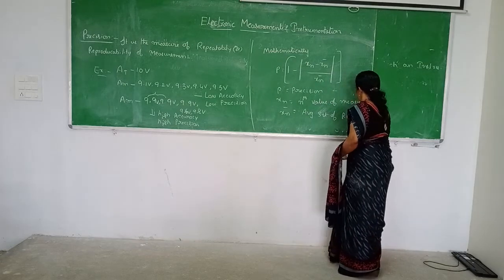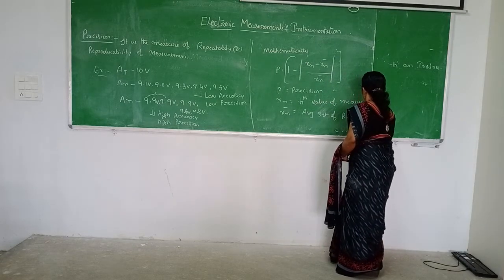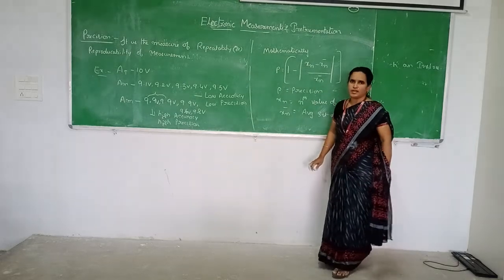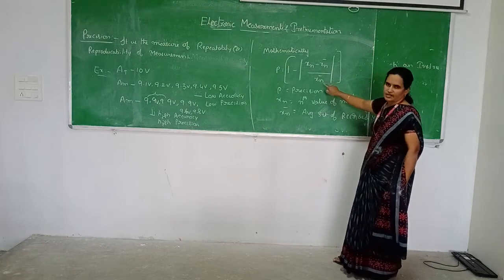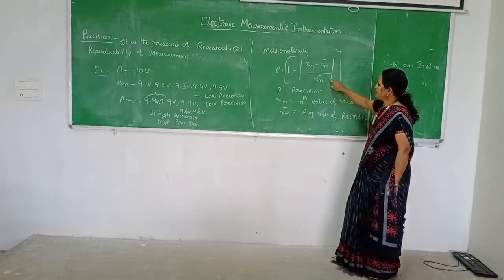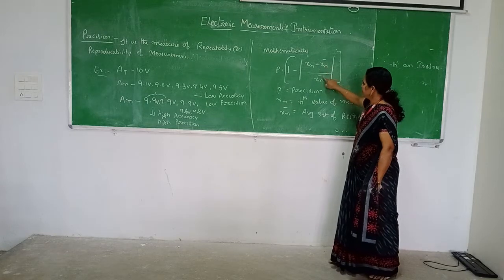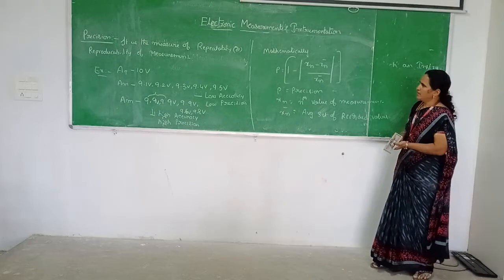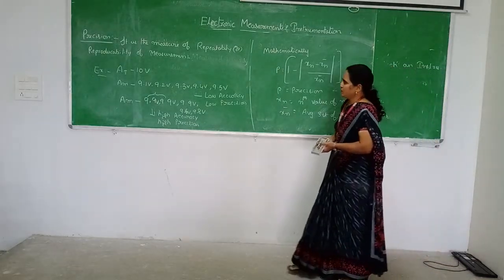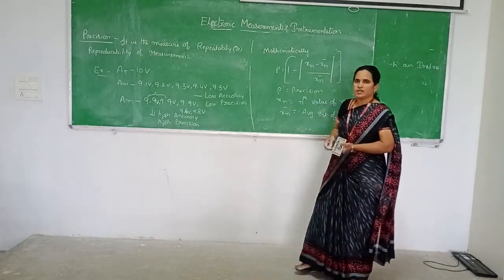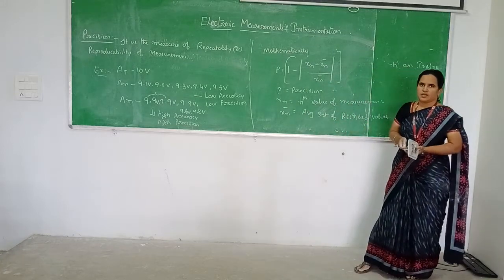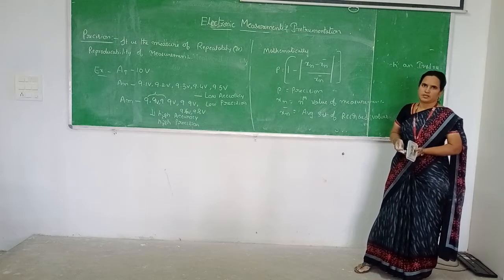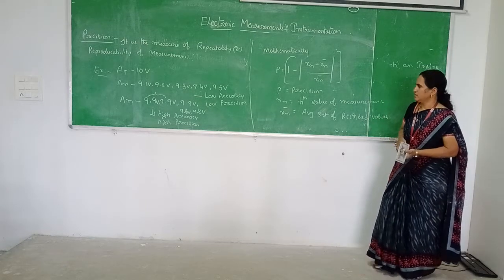So this is the mathematical expression for precision, that is P is equal to 1 minus the deviation of xn from xn bar divided by xn bar. Next, if the measurement has accuracy, it may be precise, but not all precise instruments are accurate. This is one important point.